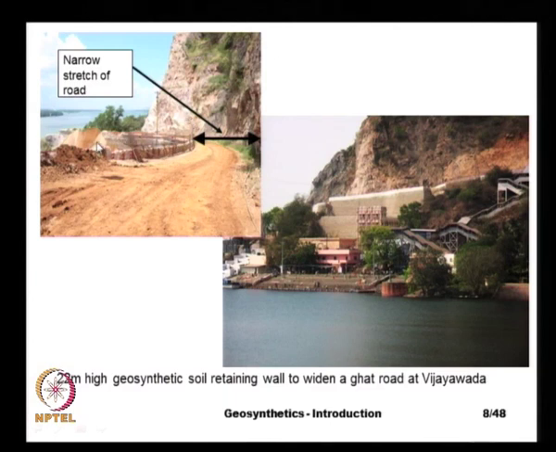But then this height is about 22 meters, and the construction of a normal reinforced concrete retaining wall is not possible because the height is too much, and so the solution that is provided is by using geosynthetics and very small modular blocks. One wall is built, and here on the right hand side you can see this picture, it has come out very beautifully, and in spite of restricted working space this wall could be constructed. I will explain about this in a future lecture.